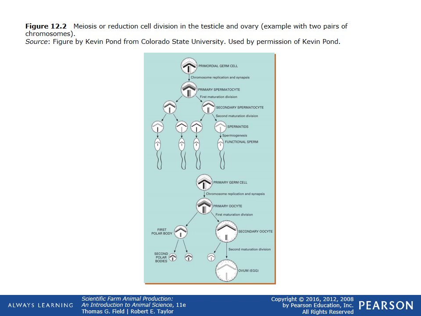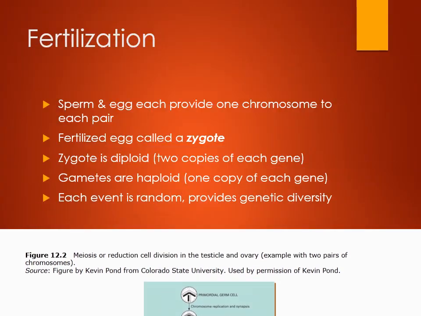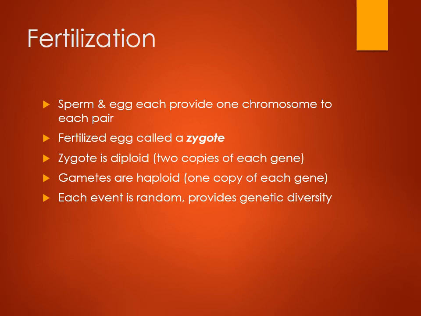Here are some diagrams that explain what I was just talking about earlier, where we have a primary germ cell, a primary oocyte, and a primary spermatocyte, and where we get the resulting 4 sperm and 1 egg. In fertilization, each sperm and egg provides one chromosome to each pair. The fertilized egg, once that happens, we call a zygote.